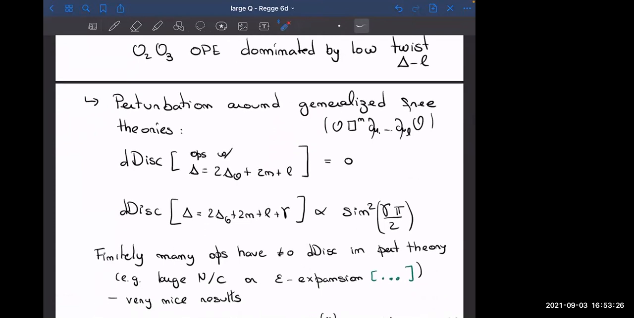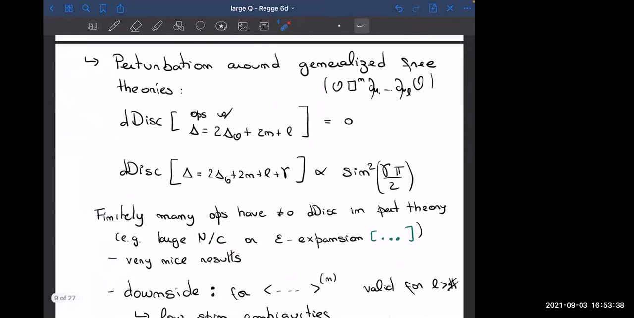And this has been done. I didn't give references because there would be too many to fit on a slide, but it has been done a lot in large N theories or large central charge, and also in the epsilon expansion. And it gives very nice results.